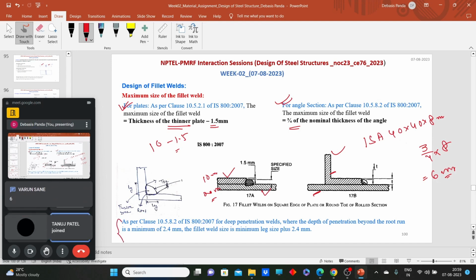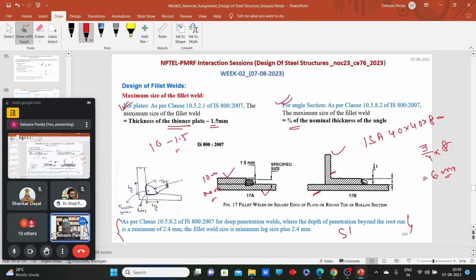Here one more important clause is given: if we have a deep penetrated weld, like submerged arc welding, then for these cases we need to consider the size of the weld as leg size plus 2.5.